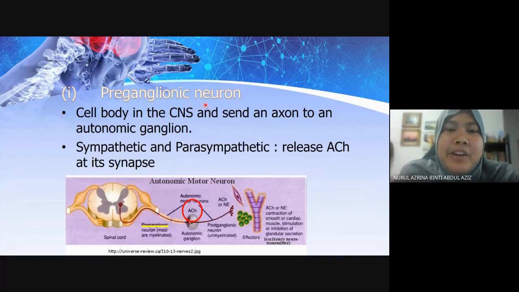Okay, now let's see the preganglionic neuron. The preganglionic neuron is this one. The cell body is located inside the central nervous system. Ni, cell body ni yang bulat ni. You can see for preganglionic neuron, the cell body is in the central nervous system, and it sends an axon to the autonomic ganglion. As for sympathetic or parasympathetic, they will release acetylcholine at its synapse. So tak kisahlah sympathetic ke parasympathetic ke, dua-dua akan release acetylcholine dekat sini at the autonomic ganglion.